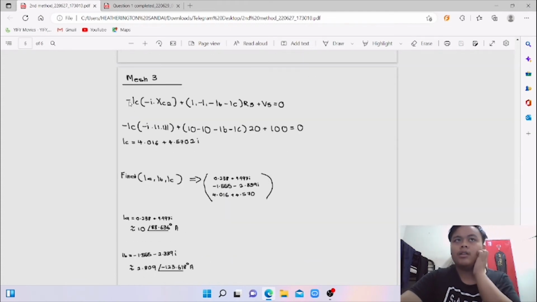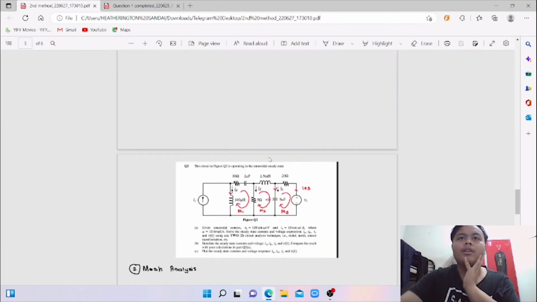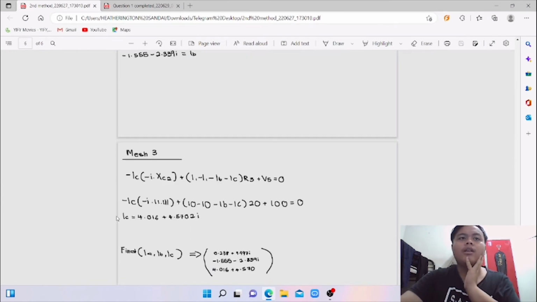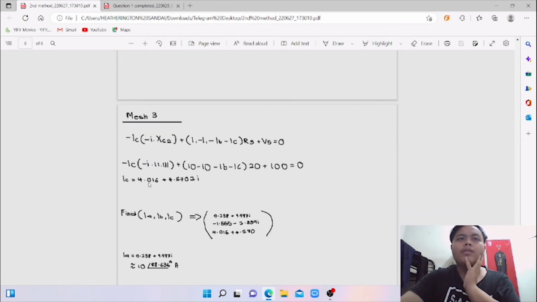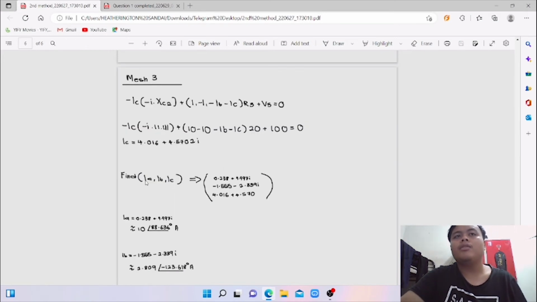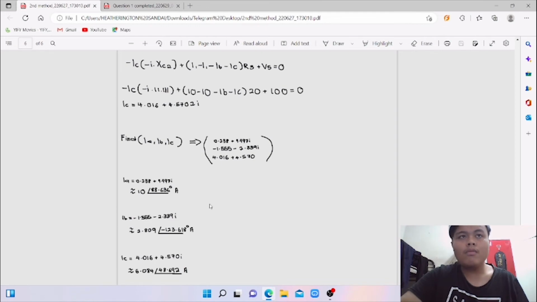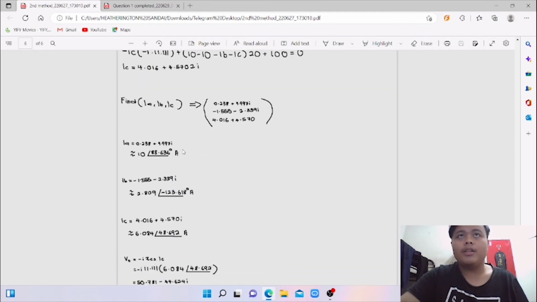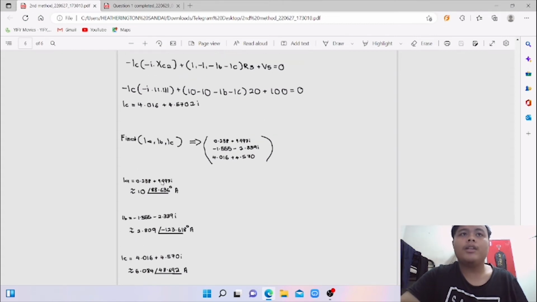For mesh 3 is what I get from here. And then after that, I got the C left accordingly because this one gets the IC here. So 4.016 plus 4.570 imaginary. As usual, I put it in here. So using a matrix form, I just calculate it using the polar form and calculator. So I got this one.